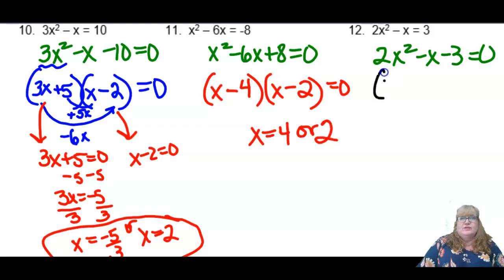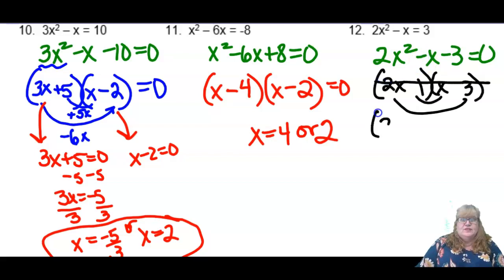All right, 2x squared would be a 2x and a 1x. To get a 3, oh, that's easy. If I put the 3 here and the 1 here, I get 6x and 1x. That doesn't make a 1 in the middle. Okay? So if I switch those around, I get 3x and 2x when I multiply.